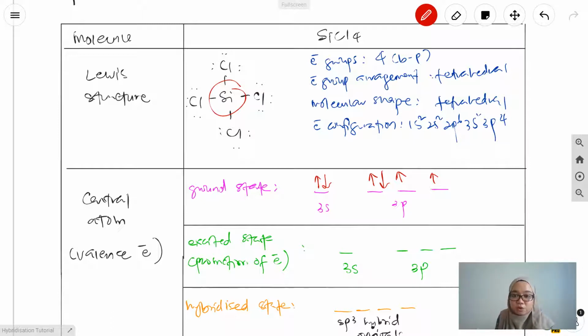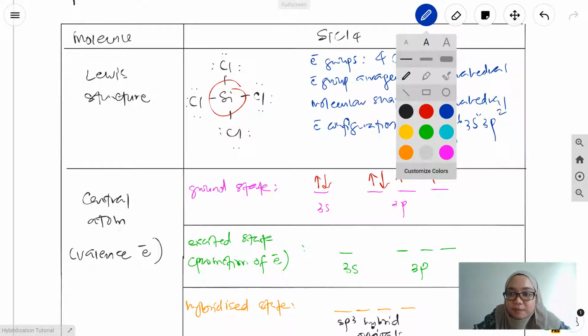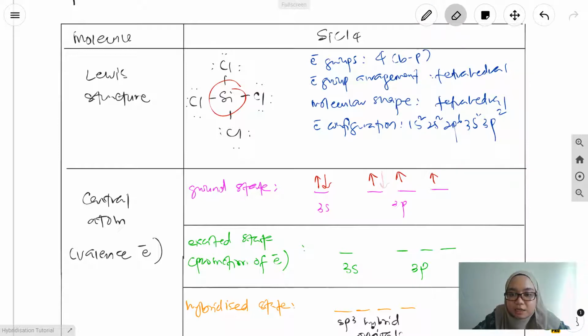So what should we do? Sorry. Did I miss something here? Oops, sorry. I'm sorry for my mistake. I forgot the 3p2 for Si, okay? I'm sorry.